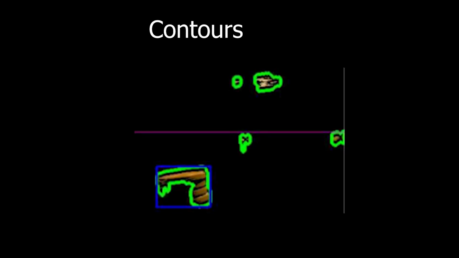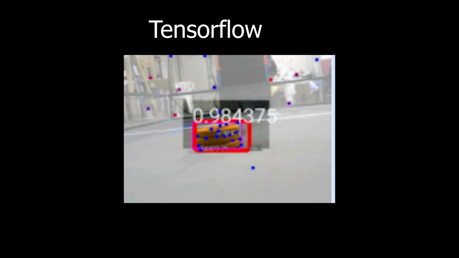The contours method also uses OpenCV and outlined the edges of the ring stack, called a contour. The height of the contour determines the number of rings in the stack. We also used the first provided TensorFlow program, but that proved to be inconsistent, so we stuck with the contour method.